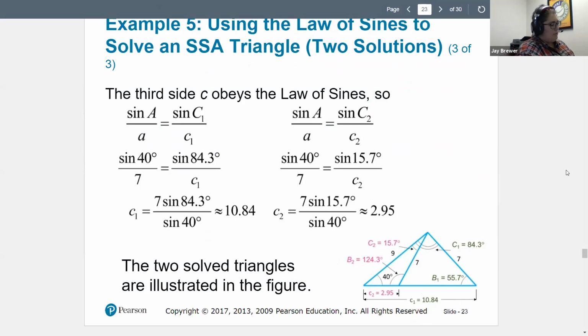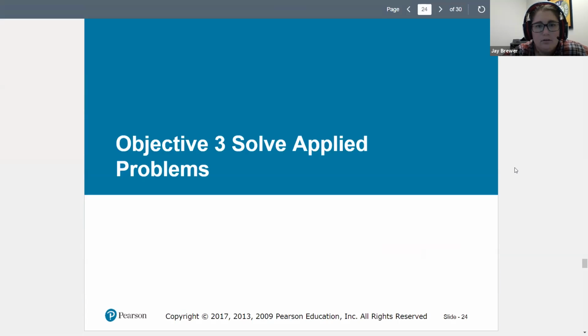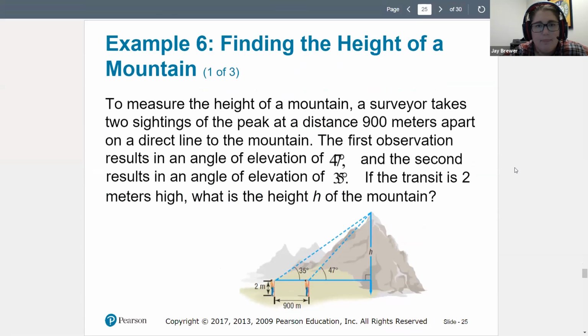All right, we're almost done. All right, we're going to power through the rest of this. All right, so we're going to solve some applied problems. All right, take a look at example 6.